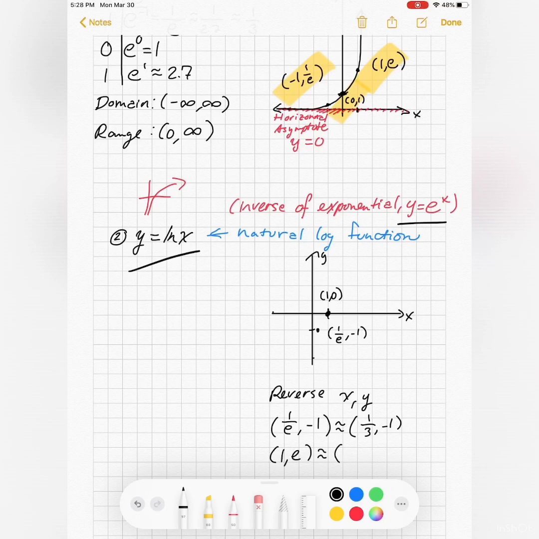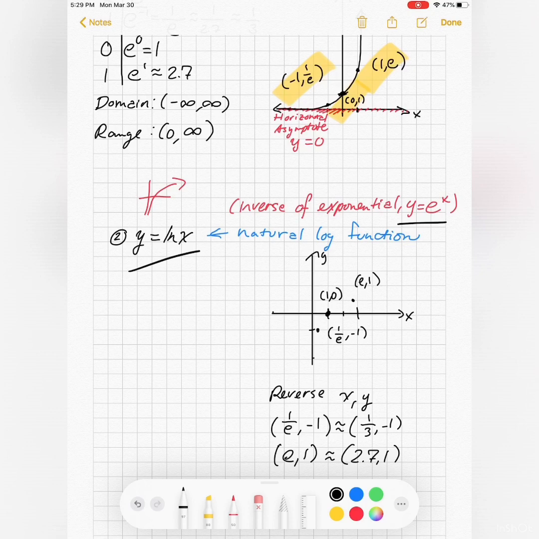And then 1, e would be, how did I set this up? Let me go back here for a second. So 1, e would be reversed, and it would now be at e, 1, which is about 2.71. So right about here, e, 1.